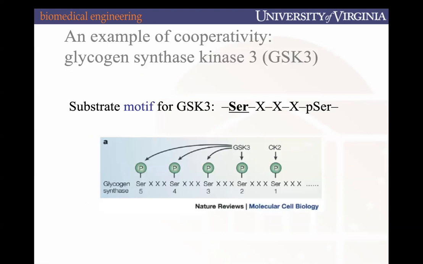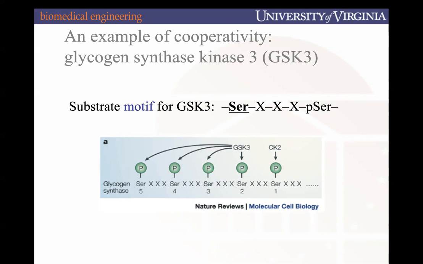One really great example of this is an enzyme called glycogen synthase kinase 3, or GSK3. With any enzyme, the names can look pretty intimidating, but if you take a second to look at the name, it will tell you what it does. Glycogen synthase kinase 3 is a kinase that phosphorylates glycogen synthase. Glycogen synthase is also an enzyme. Synthases are enzymes that typically make things, so glycogen synthase promotes the production of glycogen.